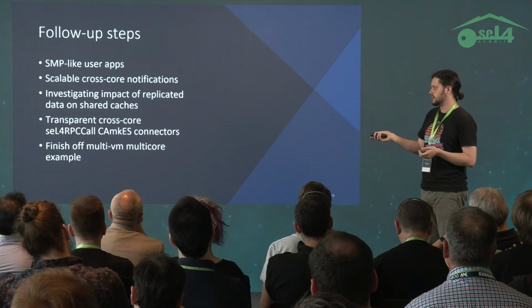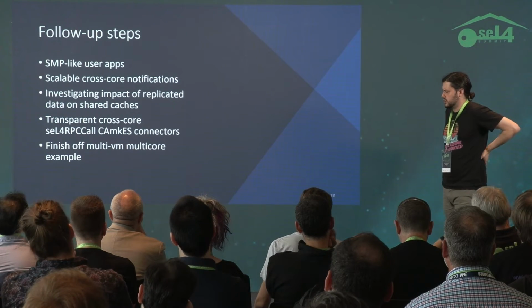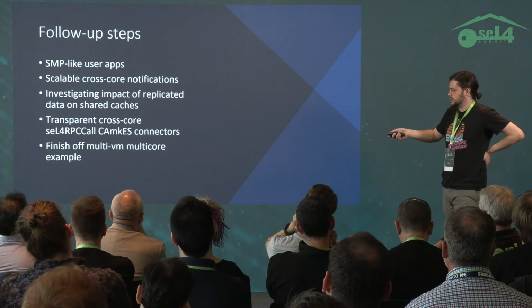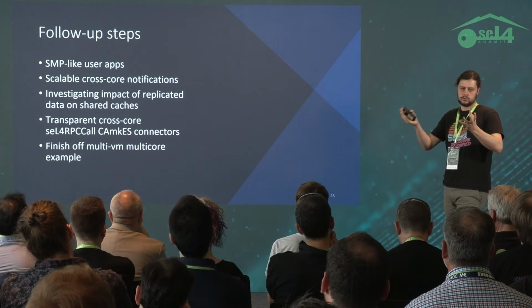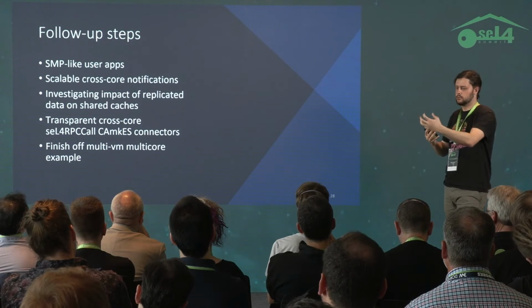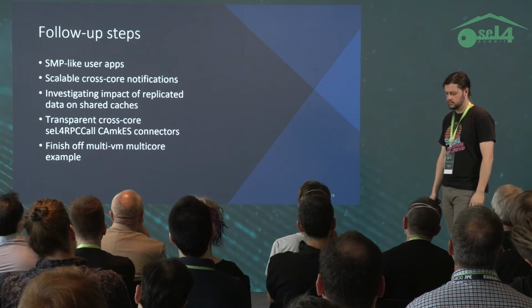At the moment, I still have to make the seL4 RPC call, which is one of the most common CAmkES connectors, work across cores. That's what I would need to be able to run a multi-VM, multi-core example, where you can run multiple VMs, pinning each one to a separate core, and potentially pinning some sort of filter or firewall between them on a separate core. And it should be good.